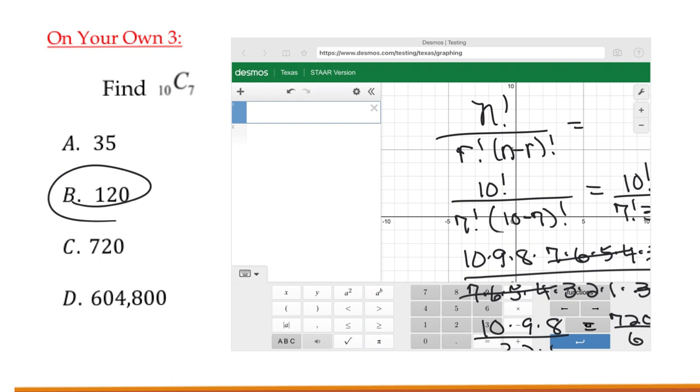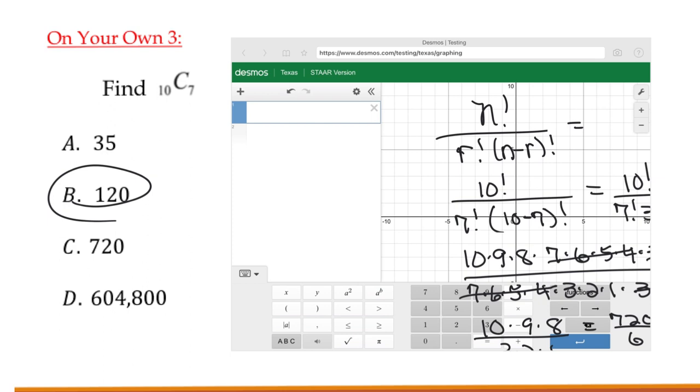All right, same thing on this one. We're finding the combination where n is 10 and r is 7. I've gone ahead and plugged into the formula n factorial over r factorial times n minus r factorial. It ends up being 10 factorial over 7 factorial times 3 factorial. I write it in expanded notation, and what happens is the 7 factorials cancel out. It leaves 10 times 9 times 8 on top and 3 times 2 times 1 on the bottom. Simplify that, I get 720 divided by 6, and that is equal to 120.